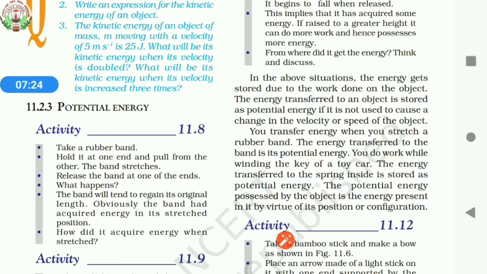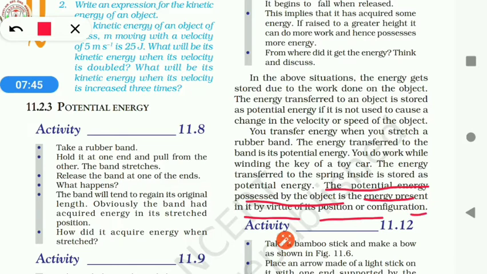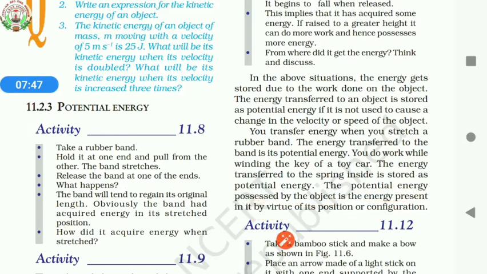So the potential energy possessed by the object is the energy present in it by virtue of its position or configuration. What is potential energy? The potential energy possessed by the object is the energy present in it by virtue of its position or configuration.